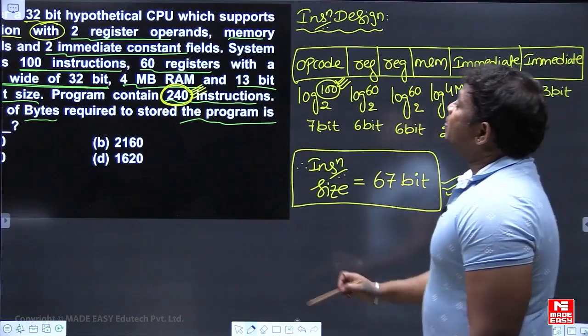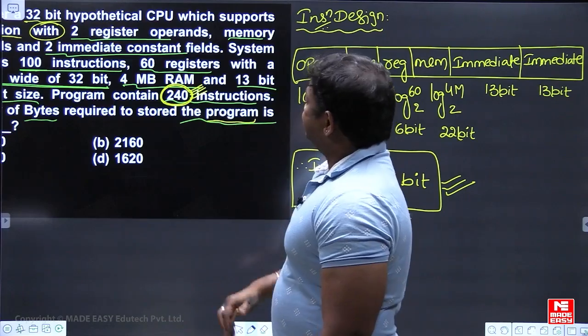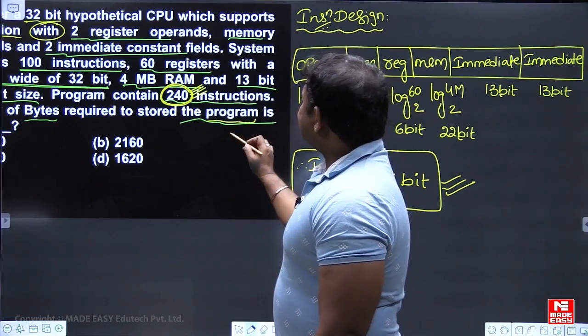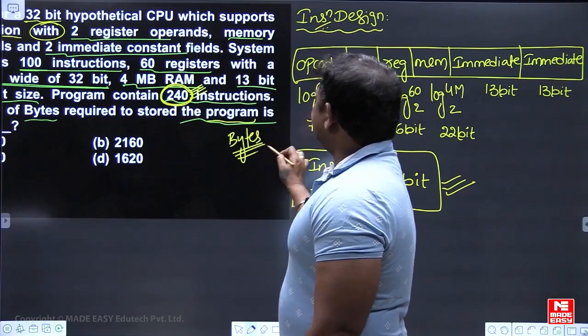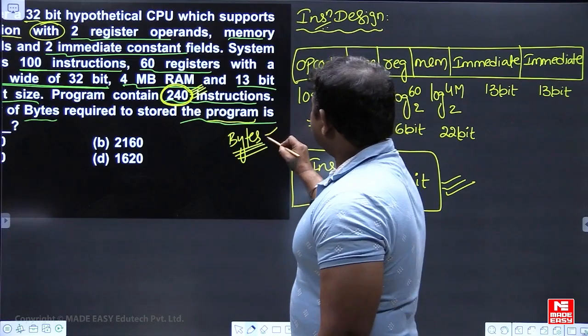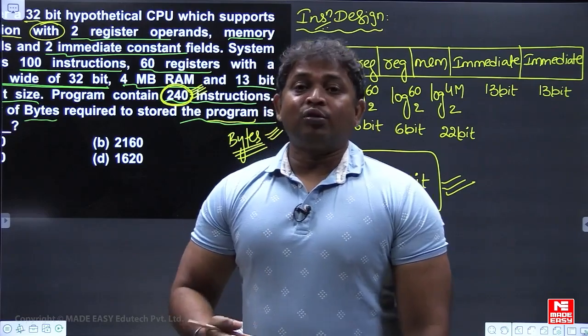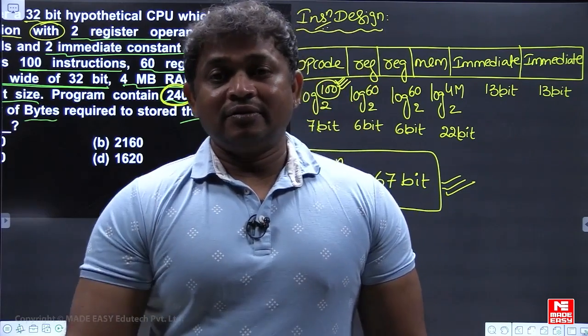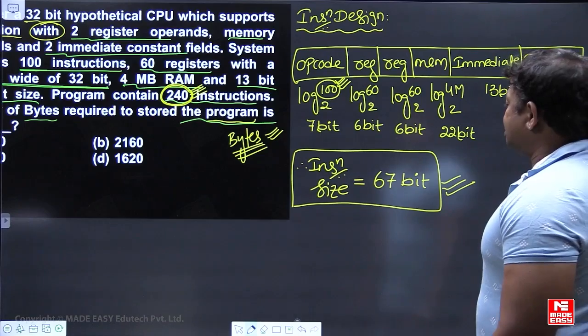Then how much space is required to store the program in the memory? That is required in bytes. We want the program storage in bytes. This is very important. Students may make wrong calculations in this. Where are the students making the wrong calculation?